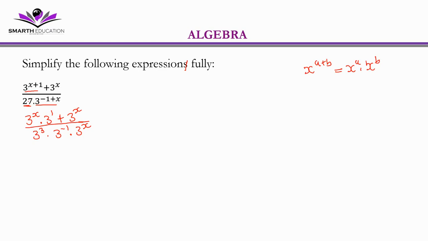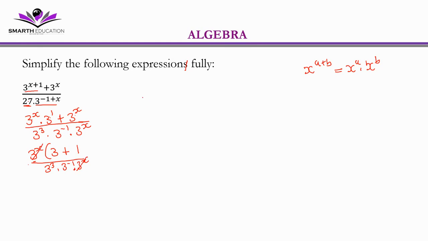We can factor out 3 to the power x, so it becomes 3 to the power x outside. 3 to the power x times 3 divided by 3 to the power x, we remain with 3. Then plus 3 to the power x divided by 3 to the power x is 1. Then over 3 to the power 3, 3 to the power negative 1, 3 to the power x. Then 3 to the power x divided by 3 to the power x is 1.